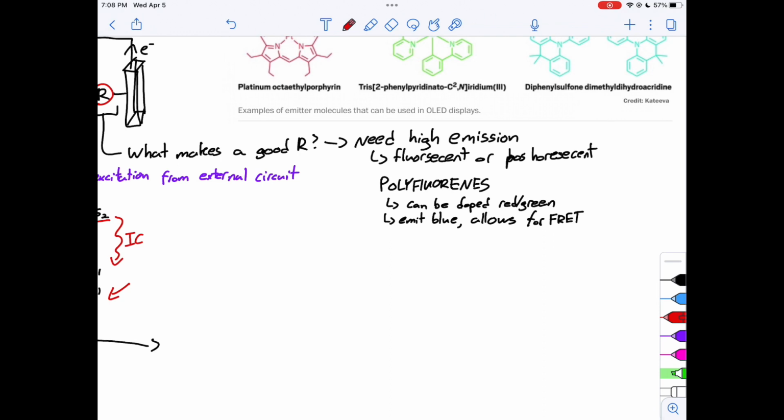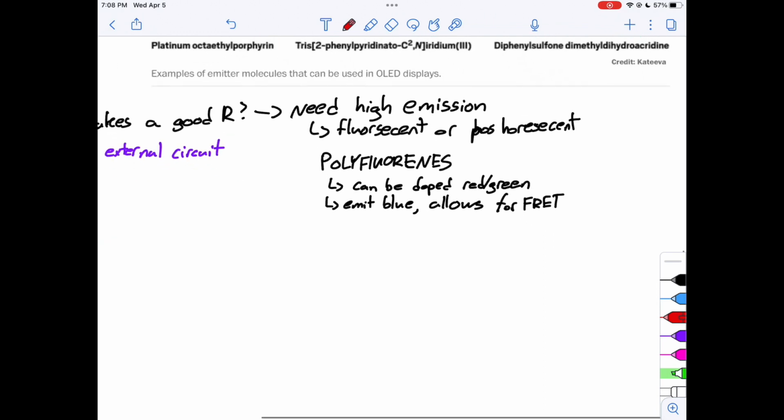So really sort of common molecule or interesting molecule in this area are polyfluorenes. These are just sort of polyfluorinated molecules. So aromatics like this. Kind of keep going. But depending on the substitution patterns and the different groups that you dope in with them, they can do red, green, and blue. And they also emit blue, which allows for FRET.